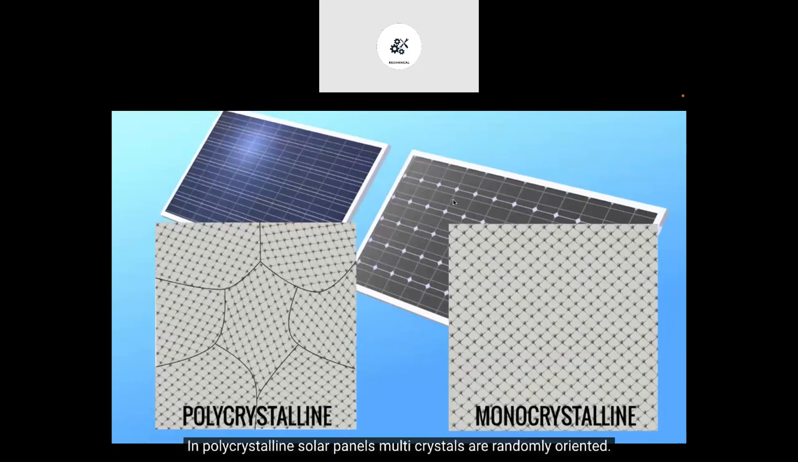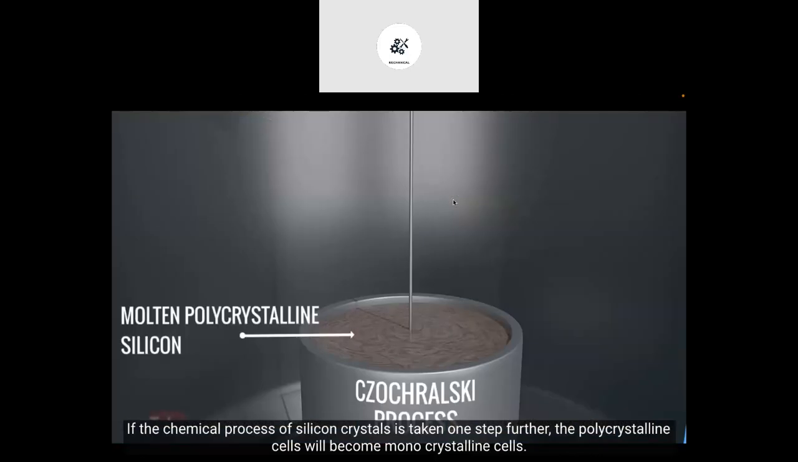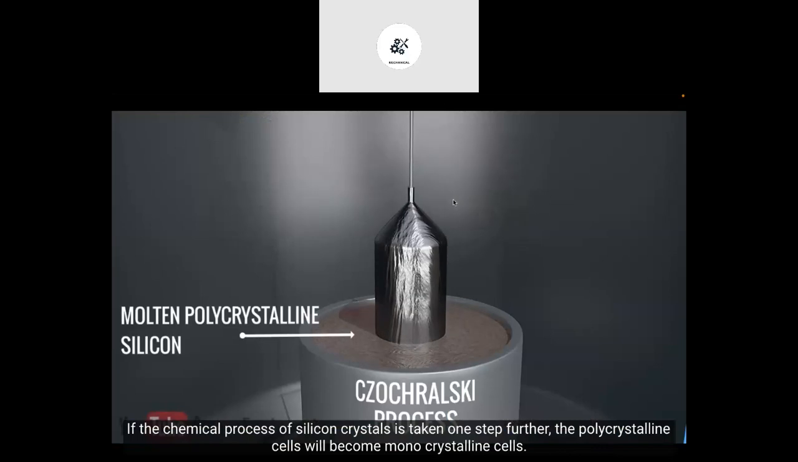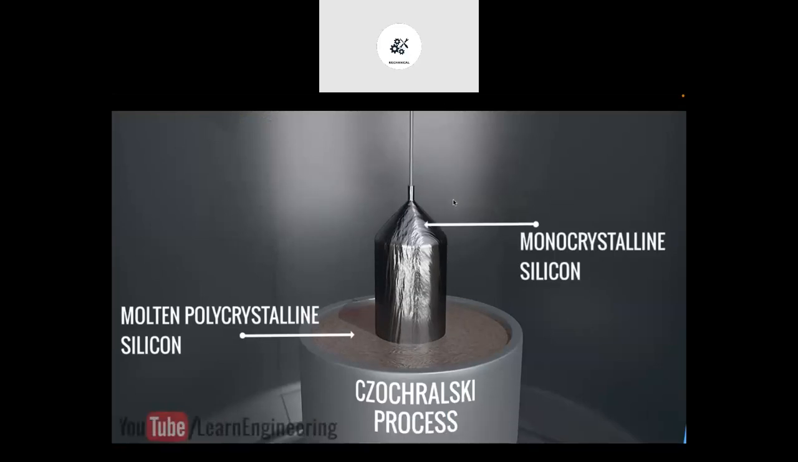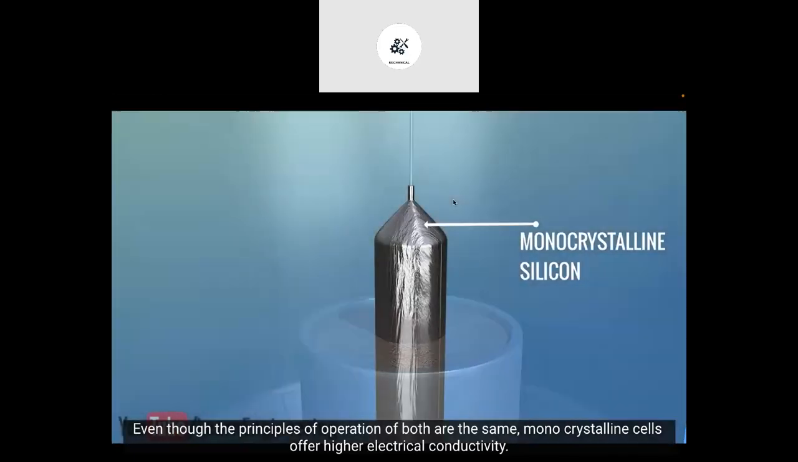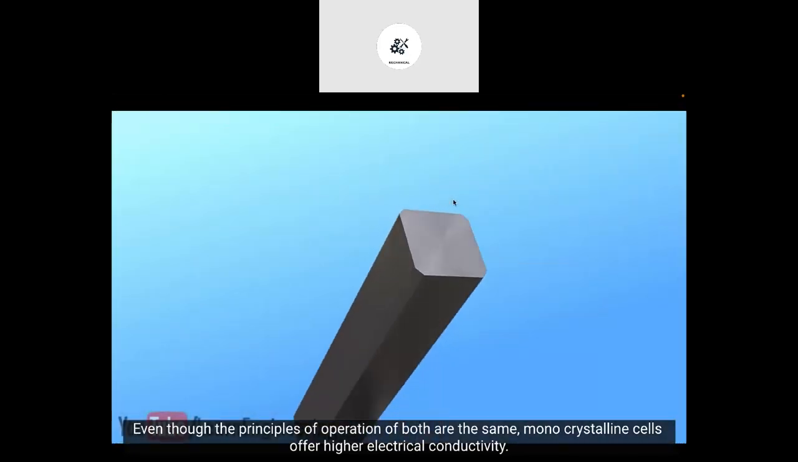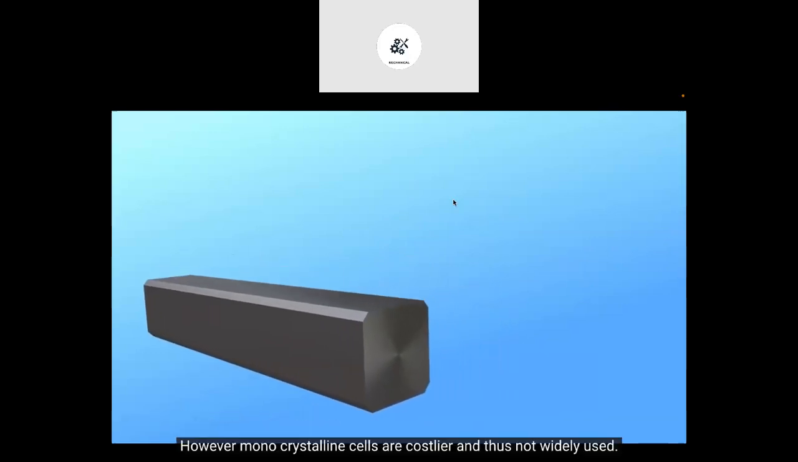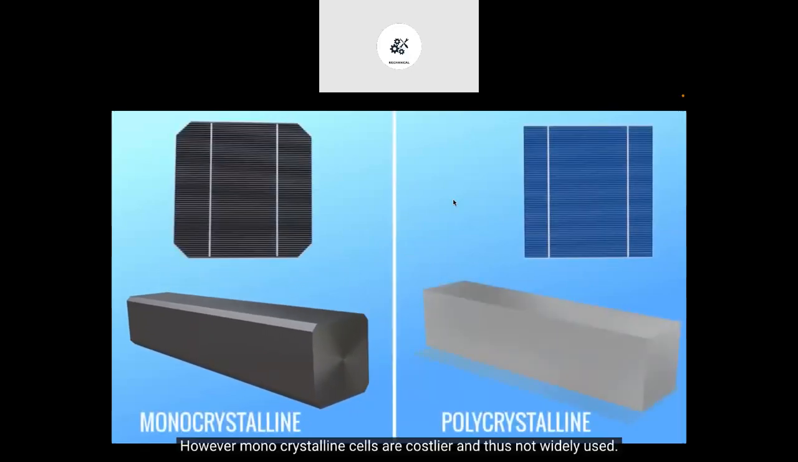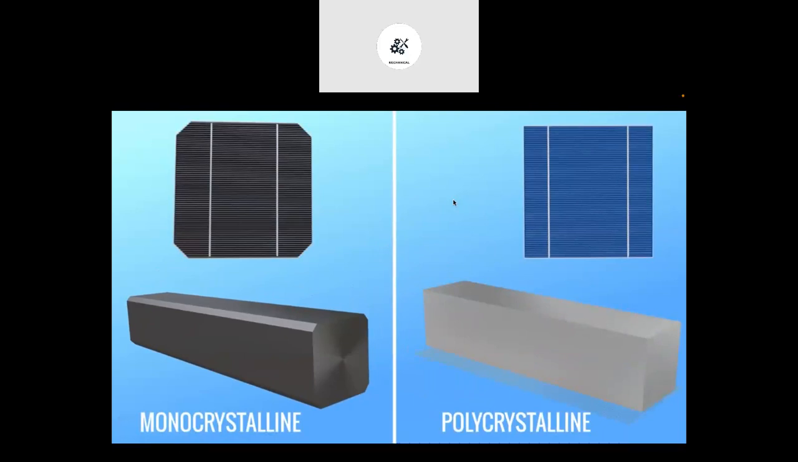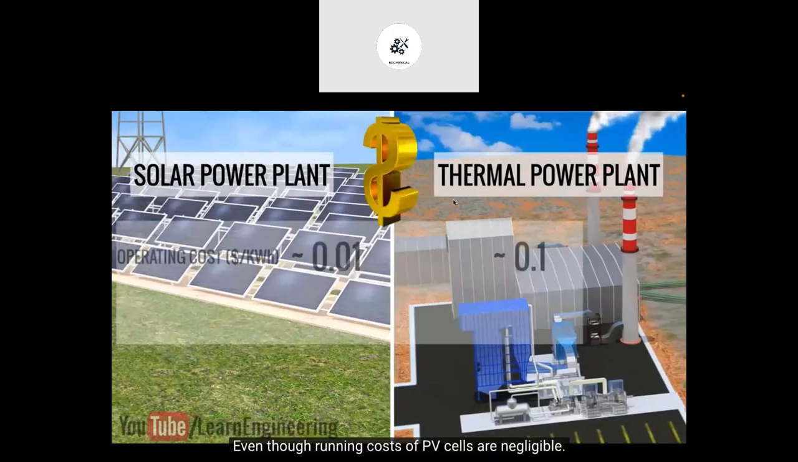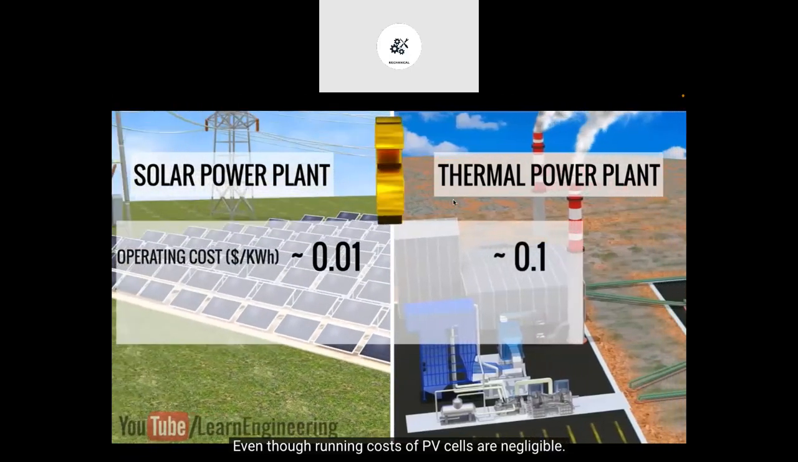This is because of the difference in the internal crystalline lattice structure. In polycrystalline solar panels, multi-crystals are randomly oriented. If the chemical process of silicon crystals is taken one step further, the polycrystalline cells will become monocrystalline cells. Even though the principles of operation of both are the same, monocrystalline cells offer higher electrical conductivity. However, monocrystalline cells are costlier and thus not widely used.